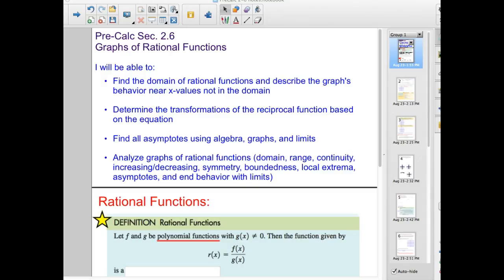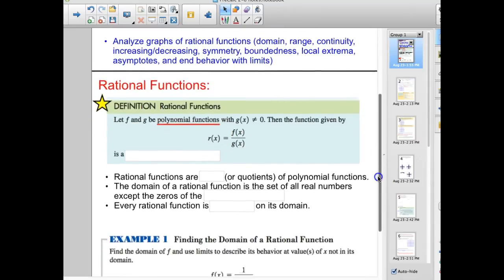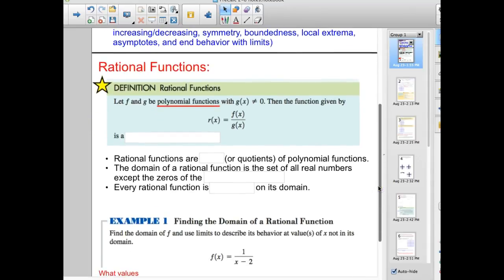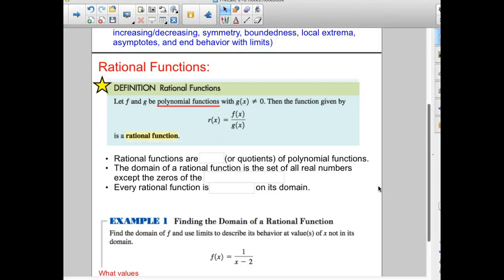Our third objective is to find all asymptotes algebraically and look at what their graphs do and be able to state the limits. And then next week we'll look at analyzing graphs of rational functions for a lot of different characteristics there. So first of all, just a basic definition of a rational function. If we take two polynomials, so similar to the things that we've been finding zeros of, right? If we take two of those and just make a ratio of them, all right, so one's on top and one's on the bottom, f over g, we get a rational function.